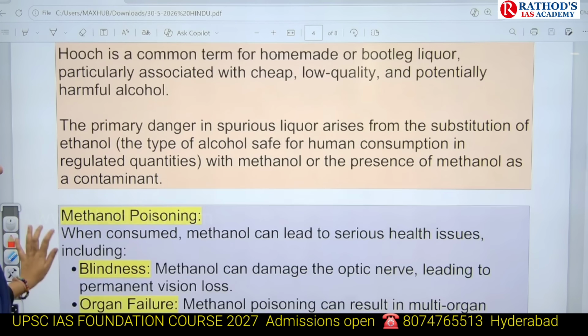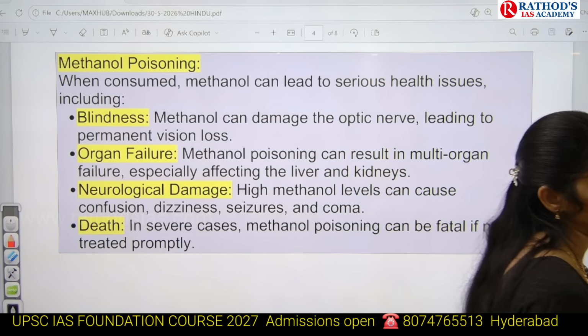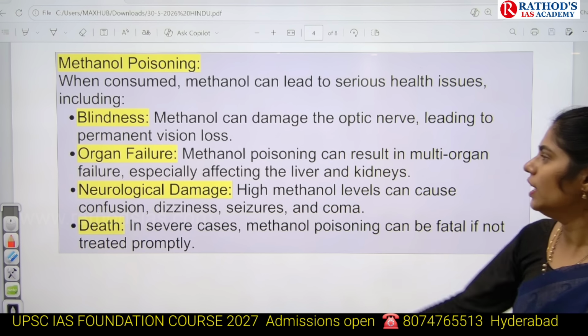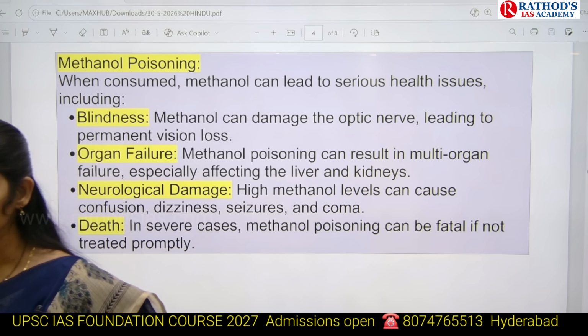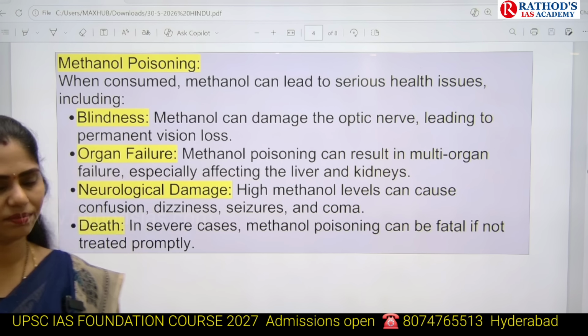Methanol poisoning. If we are consuming this methanol instead of ethanol, it will have lots of impacts on our health, that too serious negative impacts. It may cause blindness, it may cause organ failure, and it will cause neurological damage. After consuming this, confusion, dizziness, hallucinations can come. In serious cases, that will lead to coma and death.